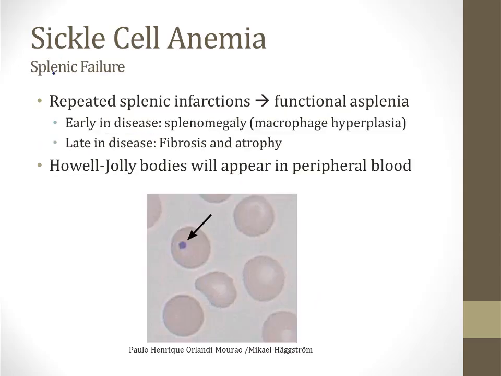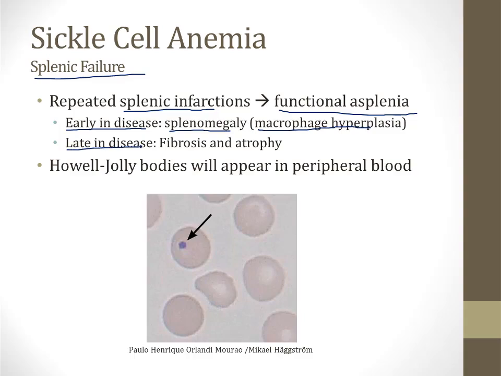One of the classic hallmarks of sickle cell anemia is splenic failure. Vaso-occlusion in the spleen leads to repeated splenic infarctions, and this leads to what's known as functional asplenia. So even though these patients still have their spleen, they behave as if they don't have a spleen. That's called functional asplenia. Early in the disease, the hemolysis can lead to splenomegaly. There can be hyperplasia of the macrophages, and the spleen can become enlarged.